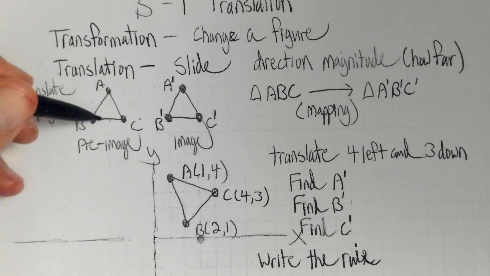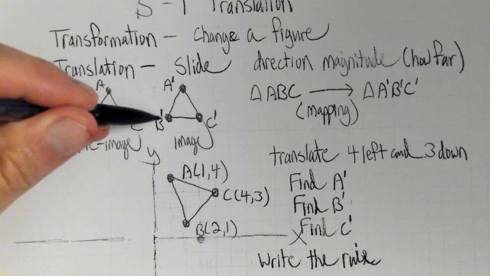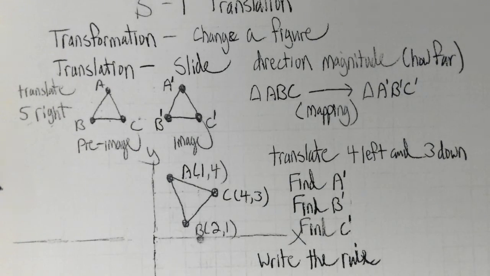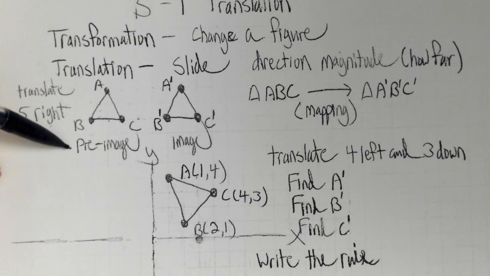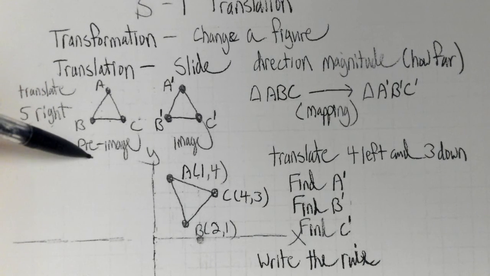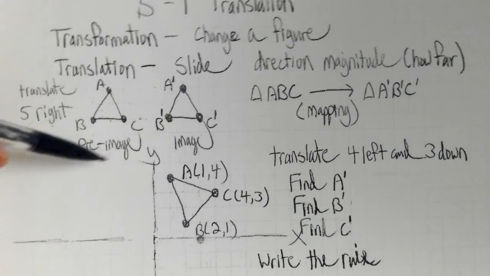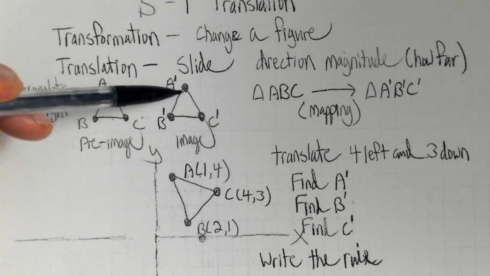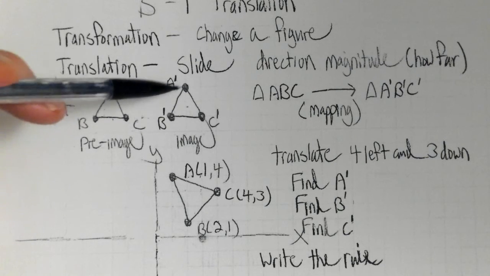B moves 5 spaces, 1, 2, 3, 4, and 5. C moves 5 spaces, 1, 2, 3, 4, and 5. So everything moves 5 spaces over to the right. The original triangle is called the pre-image. The new triangle after the movement is called the image. The original triangle is labeled with normal letters, and the new triangle after the transformation is labeled with prime points.